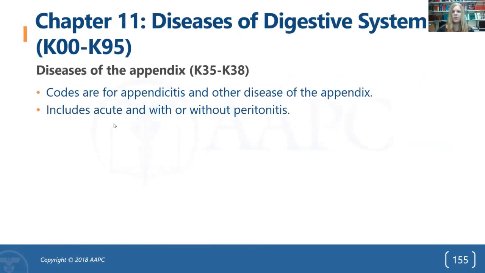The codes found in the range K35 through K38 are for appendicitis and other diseases of the appendix. In order to assign a code for these conditions, you need to know if the acute appendicitis is with or without peritonitis. Acute appendicitis is a common and serious condition that requires immediate surgery for treatment.